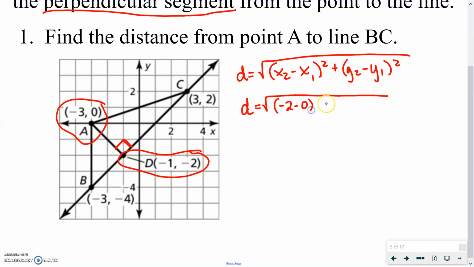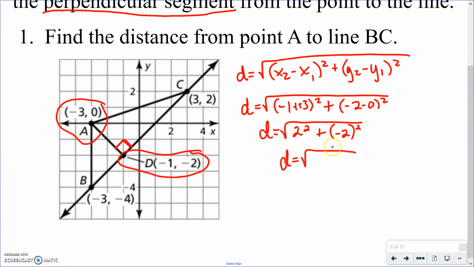-2 minus 0 squared. Oops, nope. Look at me, I'm doing the y's and not the x's. -1 minus -3 squared plus -2 minus 0 squared. So that becomes the square root of 2 squared plus -2 squared, which is then, let's see here, the distance is the square root of 4 plus 4, which is 8. And the square root of 8 is approximately 2.8.